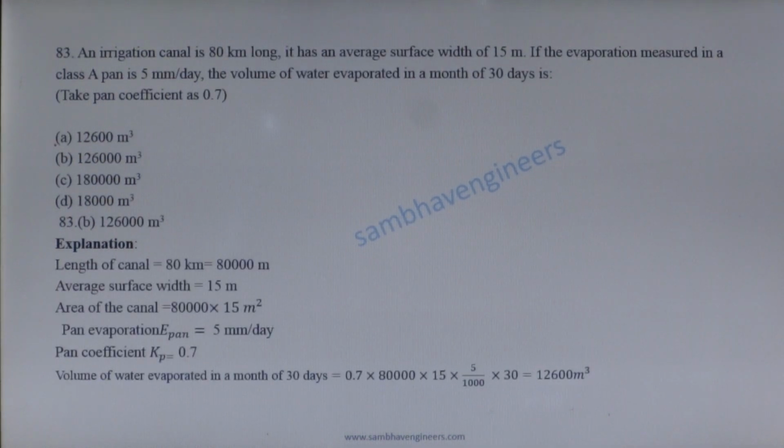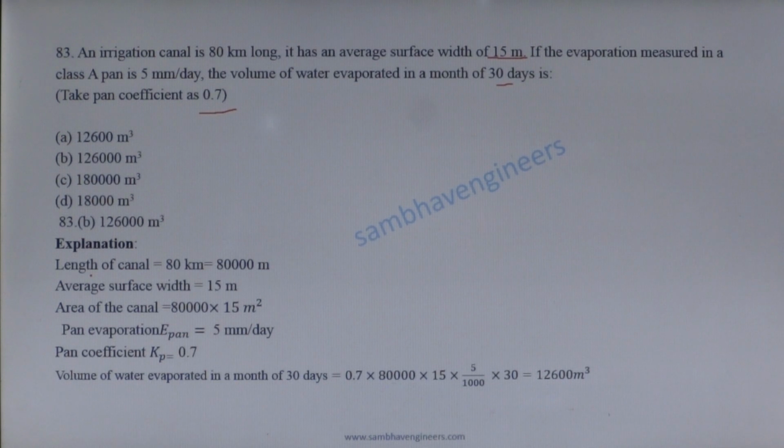Next question. An irrigation canal is 80 km long. If an average surface width is 15 meter, and the evaporation measured in a class A pan is 5 mm per day, the volume of water evaporated in a month of 30 days is, when the pan coefficient is equal to 0.7.